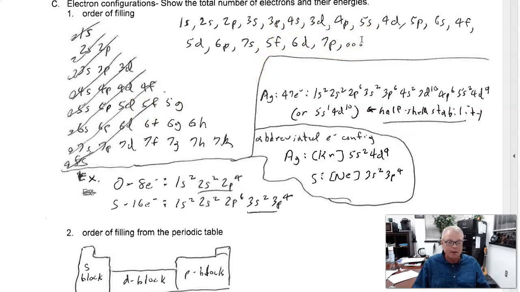Okay? Now, side note here, if you look up the electron configuration for silver, you may find it's not 5s2 4d9. What you may find is 5s1 4d10. All right. Why is that the case? Well, this is something called half shell stability that pops up on occasion. It turns out that if you fill up a subshell, that's a good thing. If you half fill a subshell, that's also a good thing.